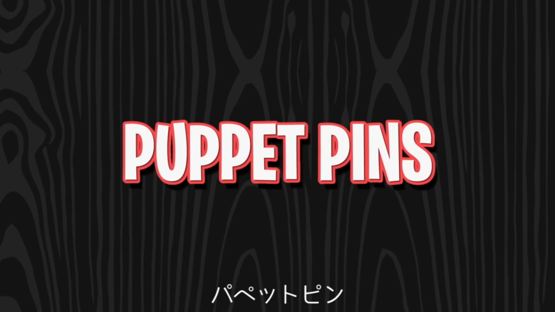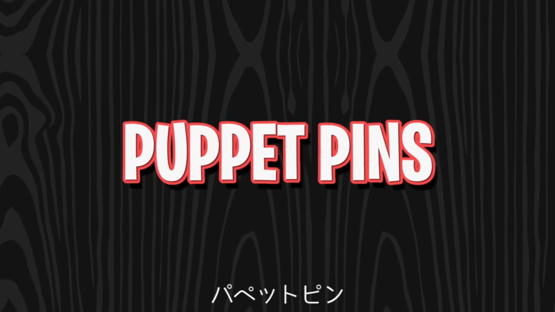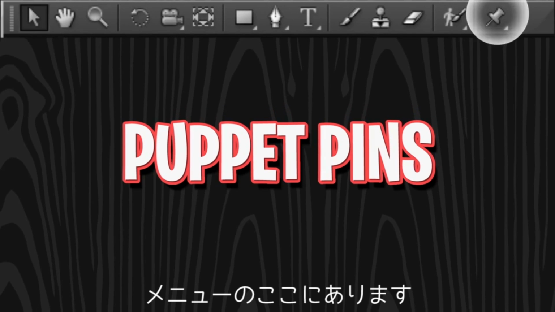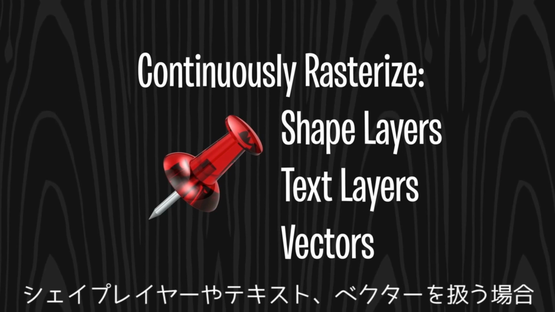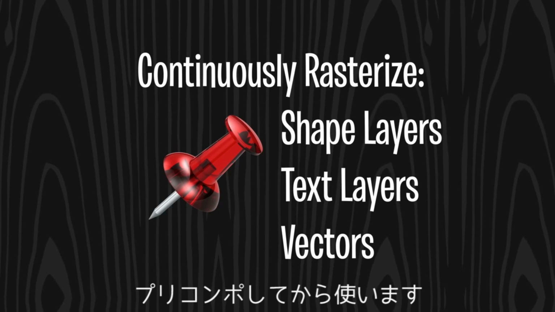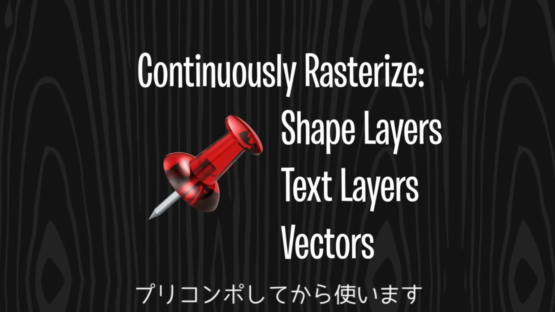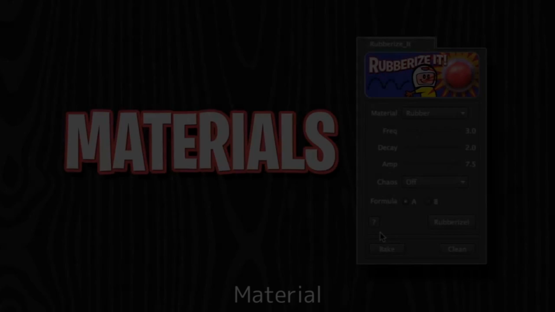We'll start with puppet pins, even though they're technically not in the UI. They're located in the upper menu. If you're working with something that needs continuous rasterization, you'll need to pre-comp it first. Otherwise, you can apply it directly to the layer itself.